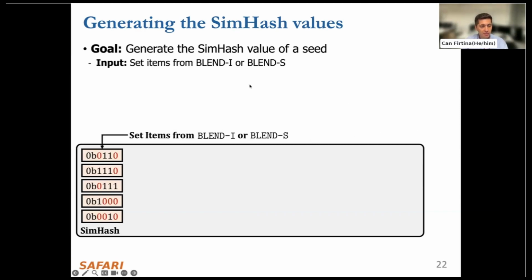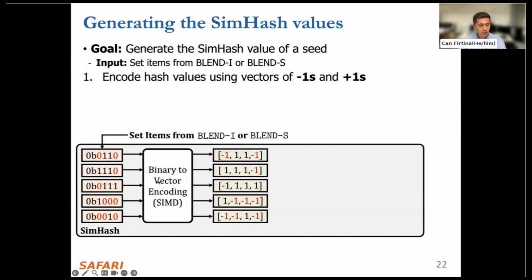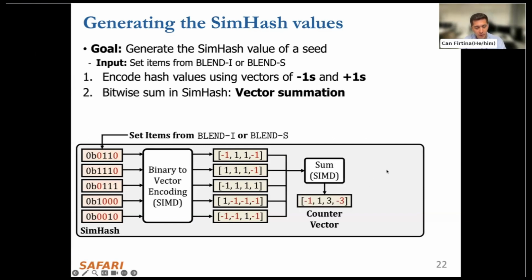So the goal is to generate the SimHash value of a seed using its set of items generated from blend I or blend S. What we do is encode these hash values using vectors of zeros and ones. Here we have, for example, -1 for 0 bits and +1 for 1 bits, because the negative values are going to represent the majority of 0 bits at a particular position, and the positive resulting majority voting is going to represent the majority voting result for 1 bit.